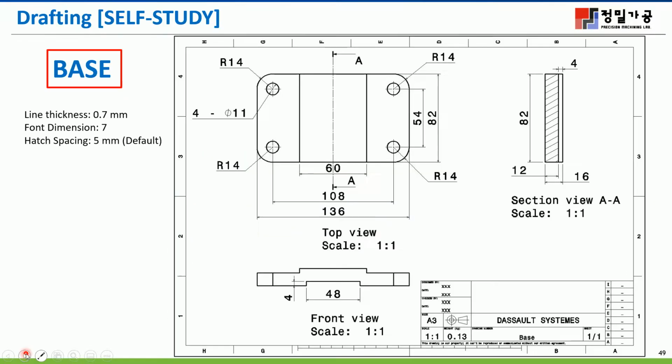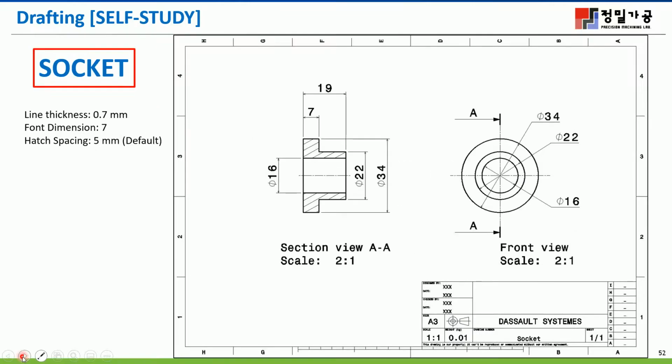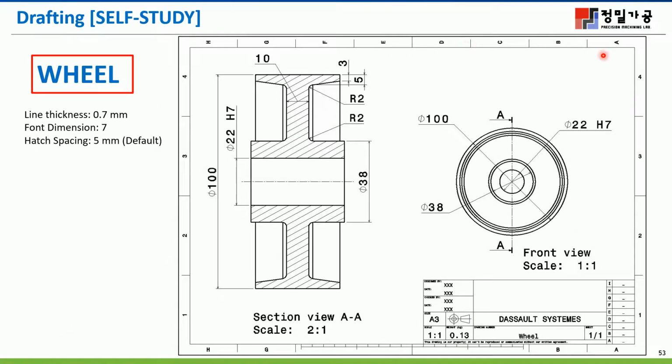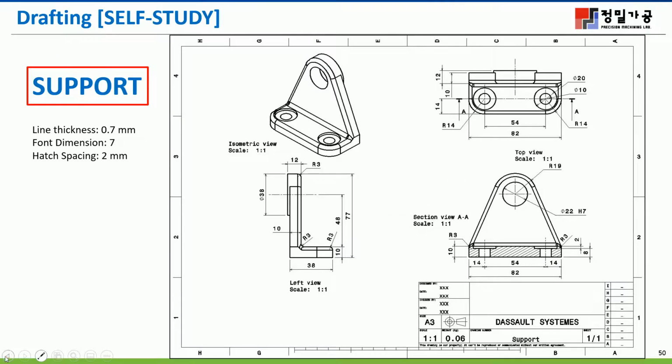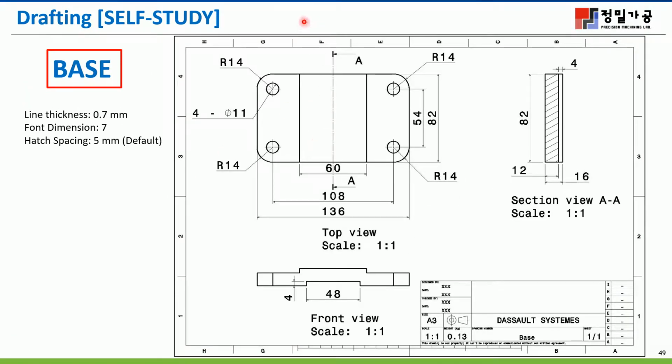What's difficult is to make model. So in drafting, I will show you for base only, and for support, pin, socket, wheel, I think you can practice on your home for self-study. Okay, I will show you for base. In this case, we want to create drafting something like this. Okay, the first thing to do, maybe this is a front view.